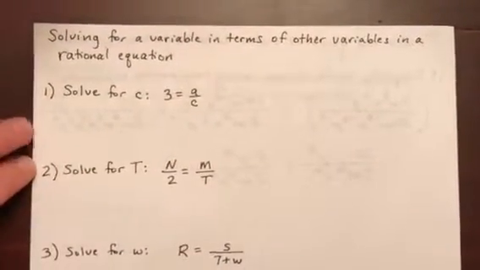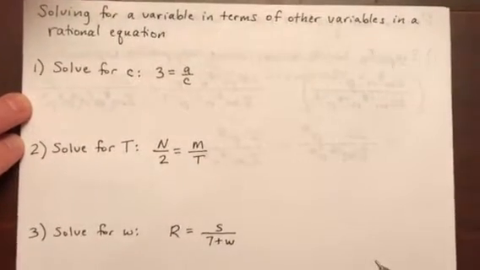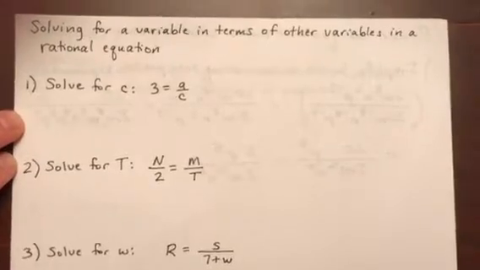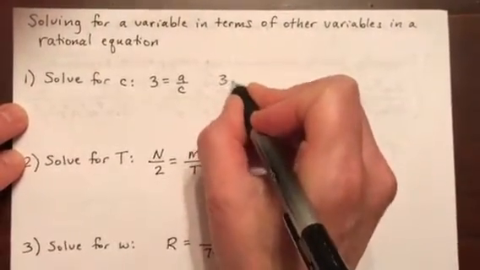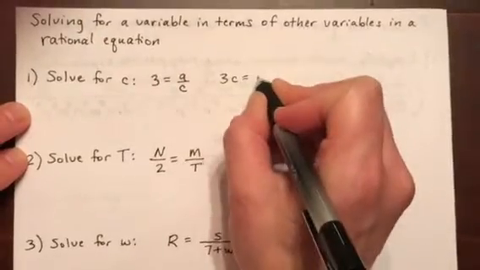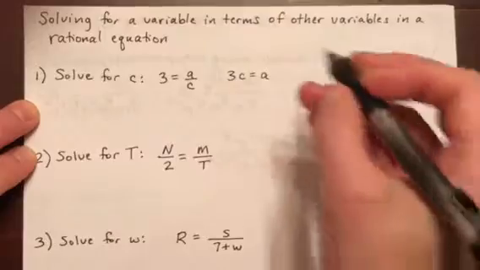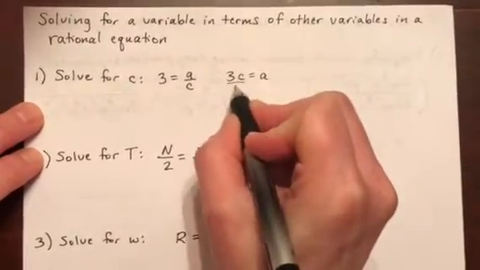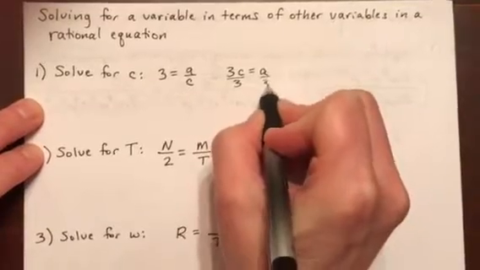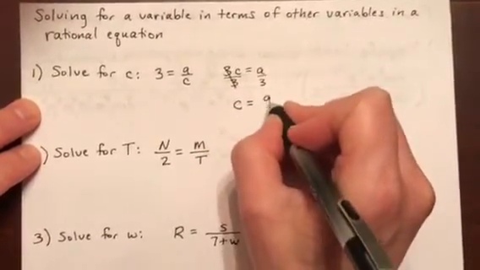You notice that c is in the denominator of the fraction, and so to get it out of the denominator we need to multiply both sides by c. When we do that, we'd have 3c equals a, because multiplying by c on the right side would cancel that c in the denominator. And now we want to solve for c, and so we would divide both sides by 3. This would cancel out, and so c equals a over 3.